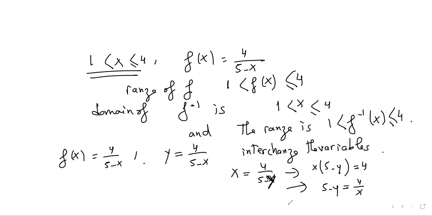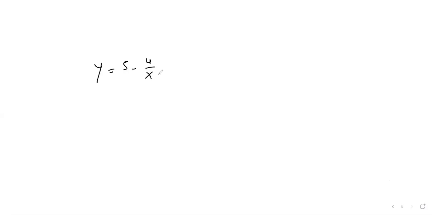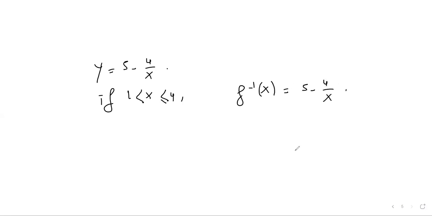And then get rid of this 5. So negative y is equal to 4 over x minus 5. And then multiply both sides by negative 1. So I will get that y is equal to 5 minus 4 over x. So I got the expression of f^-1. If x is between 1 and 4, then f^-1(x) is equal to 5 minus 4 over x.